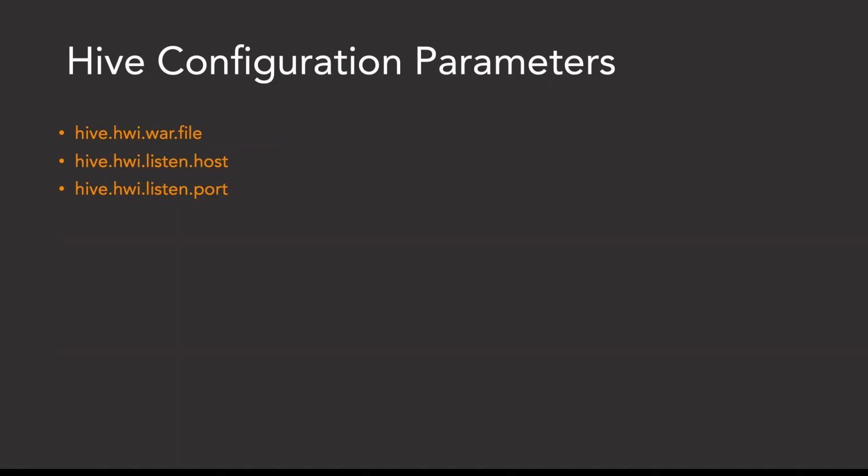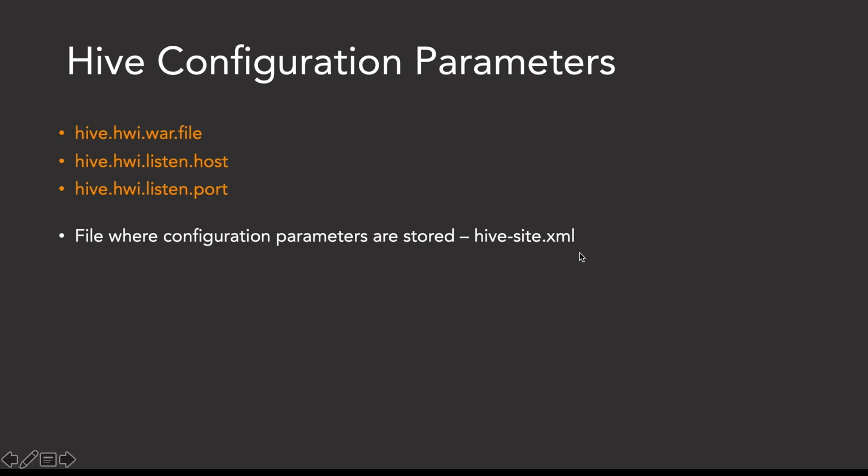Finally, I'm showing you some configuration parameters for the Hive web interface: the WAR file for the web interface, the listener host, and the listener port. So where are all these configuration parameters stored? If you run self-managed Hive, or let's say you are not using EMR and you want to install Hive on an EC2 machine, or your own laptop, or a server on-premise, all these configuration parameters are stored in something called hive-site.xml. So this is where the configuration parameters are stored.